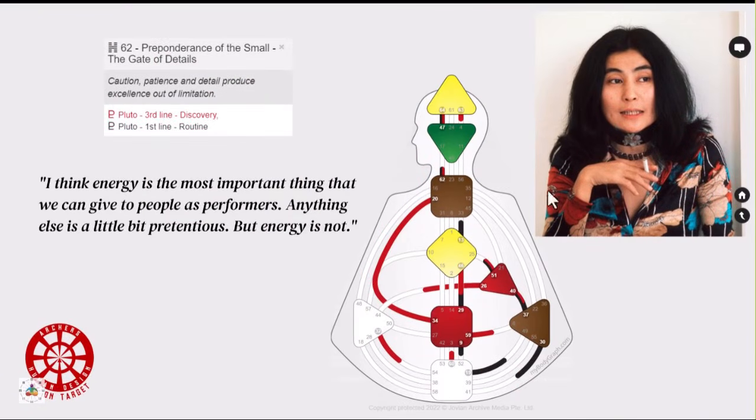From the perspective of who this is, Yoko Ono's chart. And she says, I think energy is the most important thing that we can give to people as performers. Anything else is a little bit pretentious, but energy is not. You can see that she has this in Pluto as part of her caution, patience, and detail, producing excellence out of limitation.